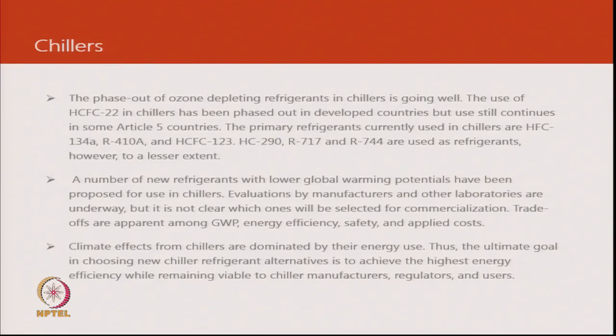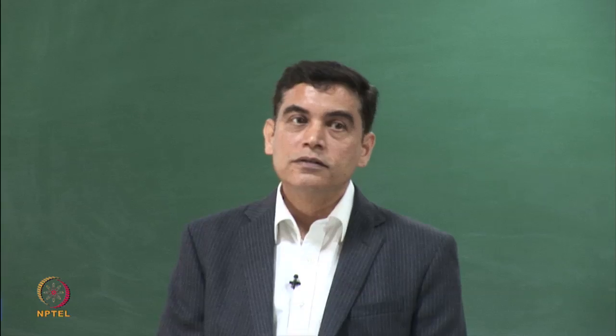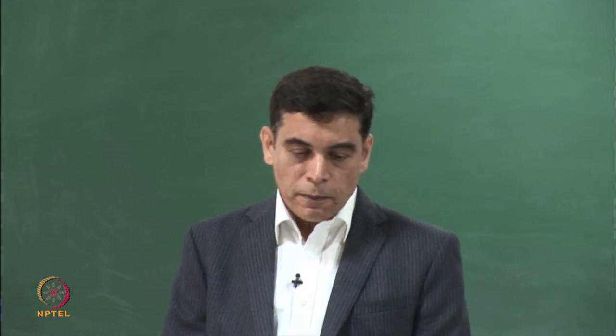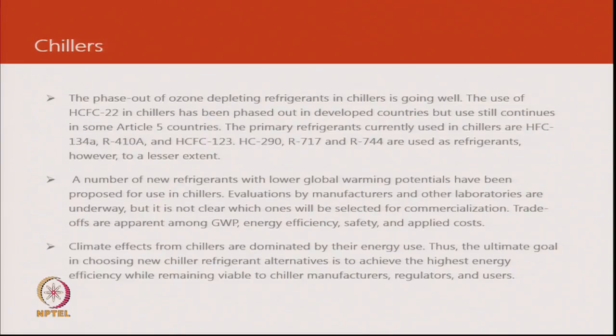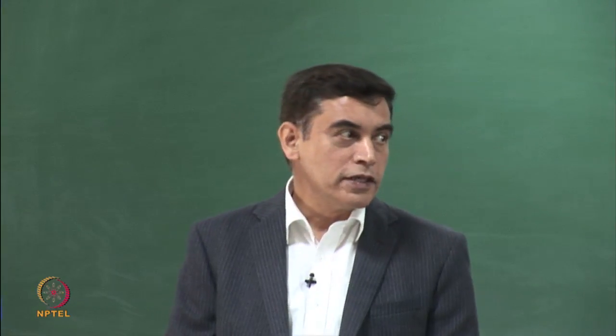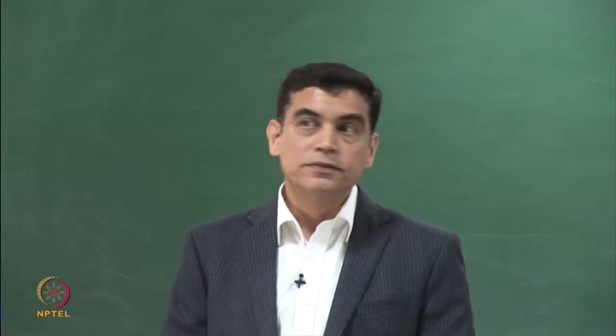Now what's happening on chillers? R22 has been phased out in developed countries, but still continues to be used in Article 5 countries. So Article 5 countries refers to developing countries where there is some funding available for phasing out of refrigerants. And here again the long-term scenario is not so clear. There are new molecules being considered, being tested, but which way the industry will finally move is not certain.